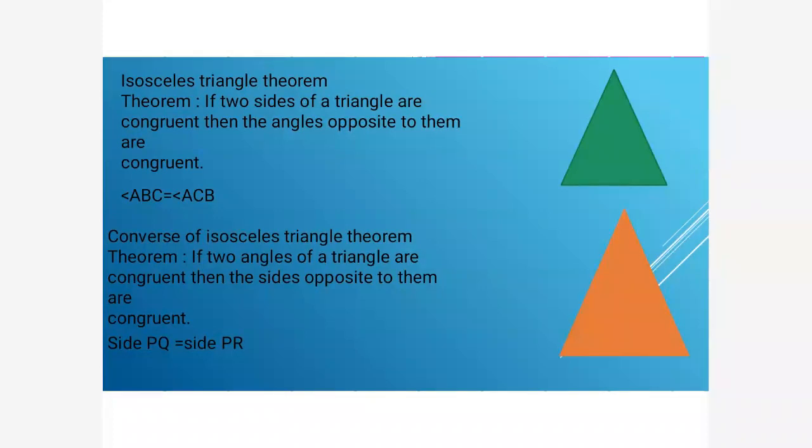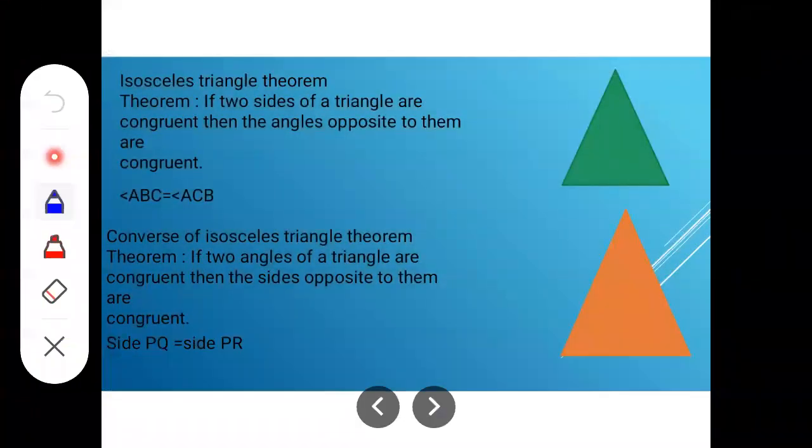So the first theorem of today is given on page number 33 in your textbook. The theorem is the isosceles triangle theorem. You can see the textbook for the detailed description of how to write the proof. The statement of this theorem is: if two sides of a triangle are congruent, then the angles opposite to them are congruent.